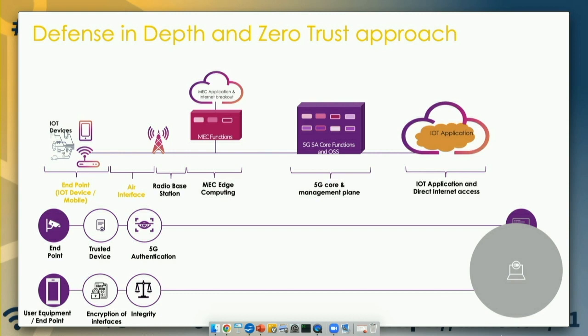The next domain will be the air interface. 5G supports various algorithms for confidentiality and integrity protection, and they should be enabled over the air interface. So they are just configuration parameters which need to be enabled on the network side.